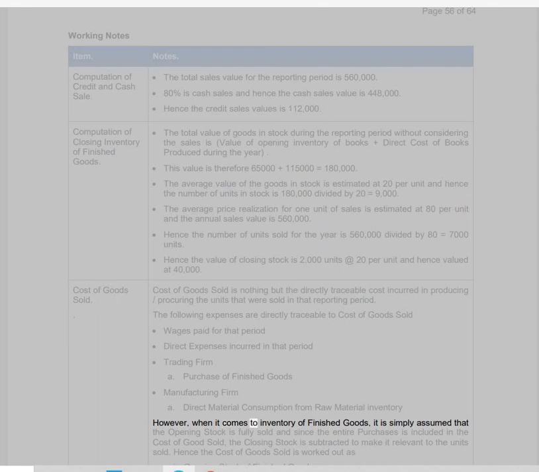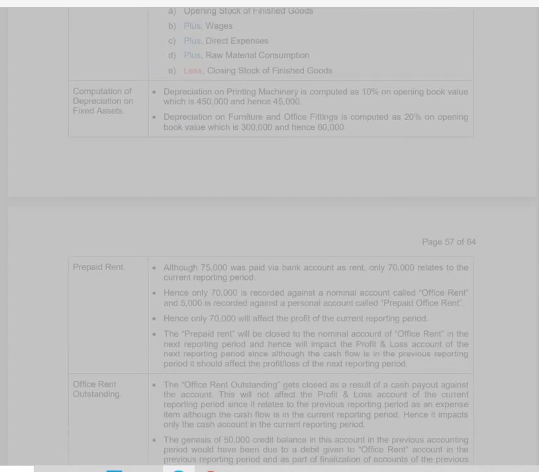However, when it comes to inventory of finished goods, it is simply assumed that the opening stock is fully sold, and since the entire purchases is included in the cost of goods sold, the closing stock is subtracted to make it relevant to the units sold. Hence the cost of goods sold is worked out as: A, opening stock of finished goods, plus B, wages, plus C, direct expenses, plus D, raw material consumption, less E, closing stock of finished goods.